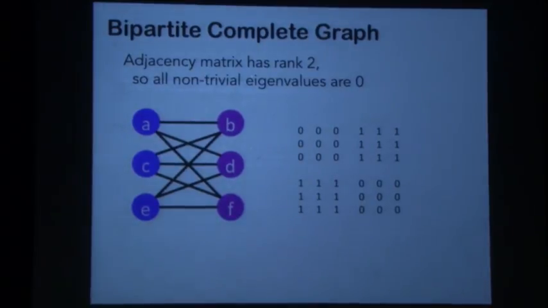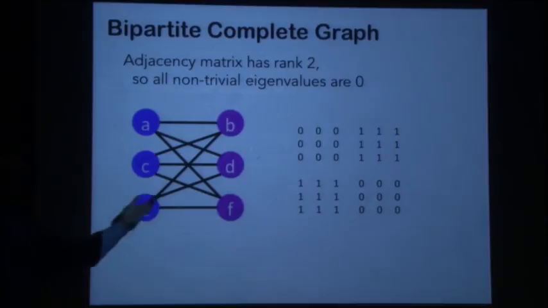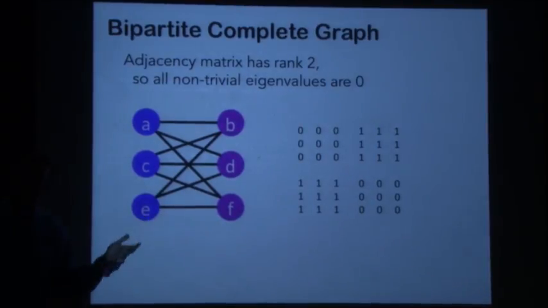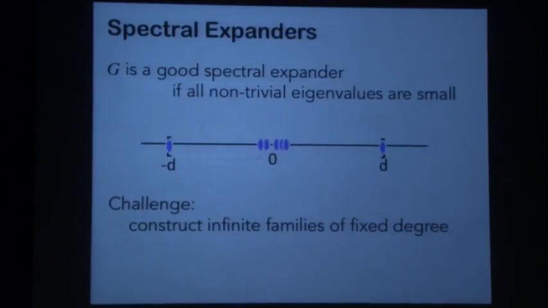The harder problem is finding families that are good expanders for a fixed degree while having the number of vertices grow. Here my number of vertices is twice the degree. You can also show that the complete graph in the non-bipartite case is a great expander. All the eigenvalues other than the trivial one will be near 0. Okay, so I said the challenge, or the main challenge, is to construct infinite families of graphs of fixed degree that are all good expanders.